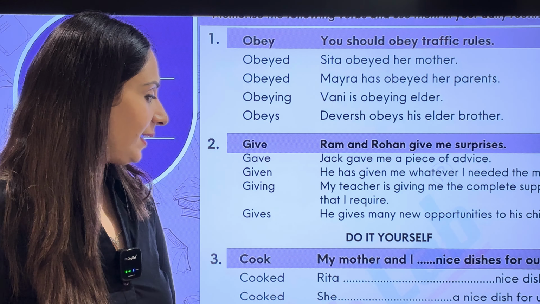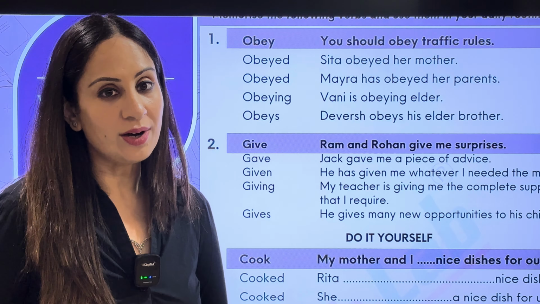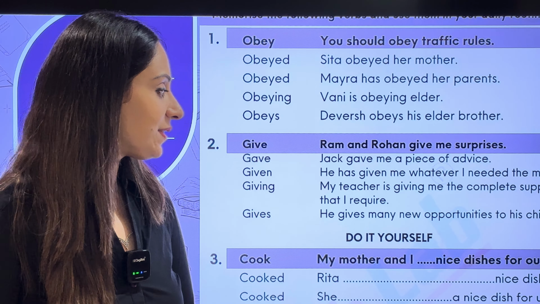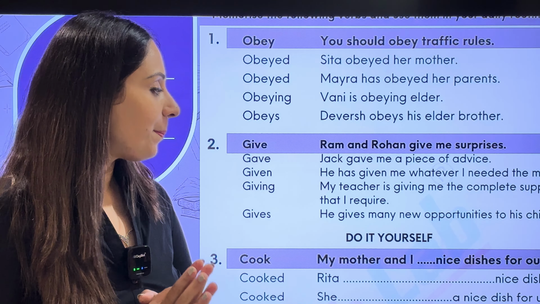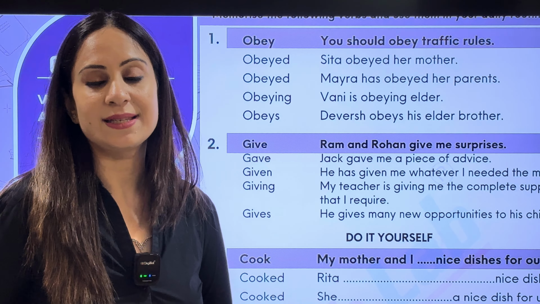The next one is gives. With he, she, it, do not forget to use S. He gives many new opportunities to his children.